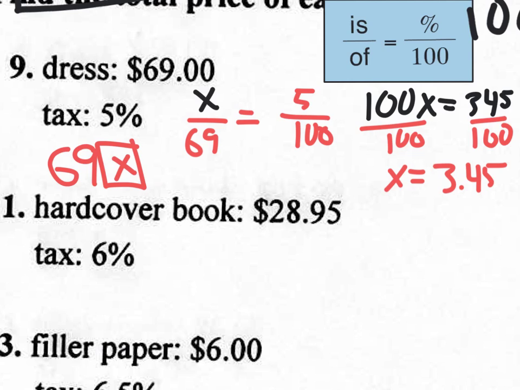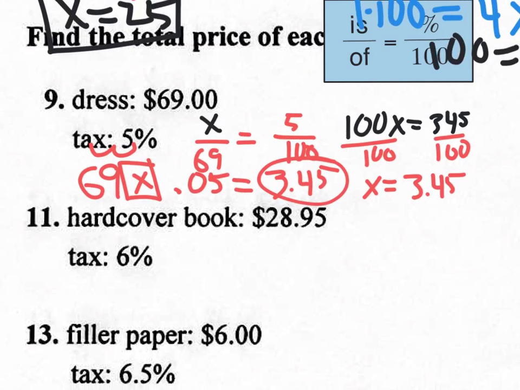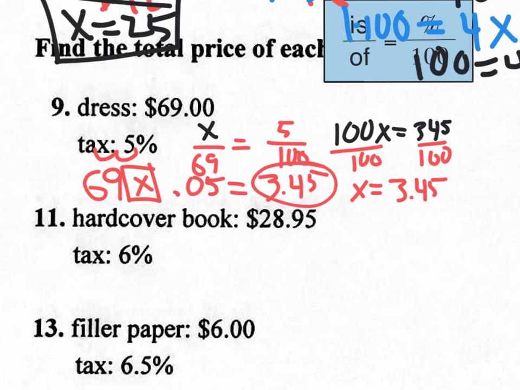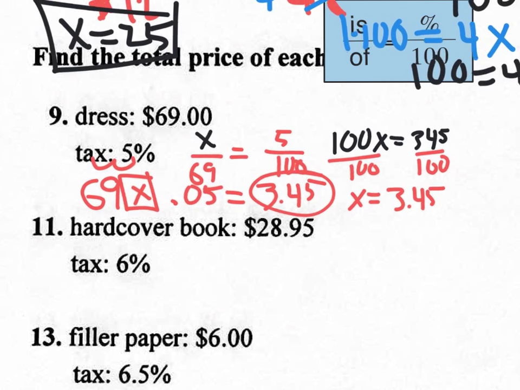Remember, you have to convert this by moving it 2 spaces over. So it's going to be 0.05. And if you hit 69 times 0.05, it gives you the $3.45 tax rate, or $3.45 that you're going to get taxed on. Does that make sense? Okay, now, you guys want to see a cool trick?